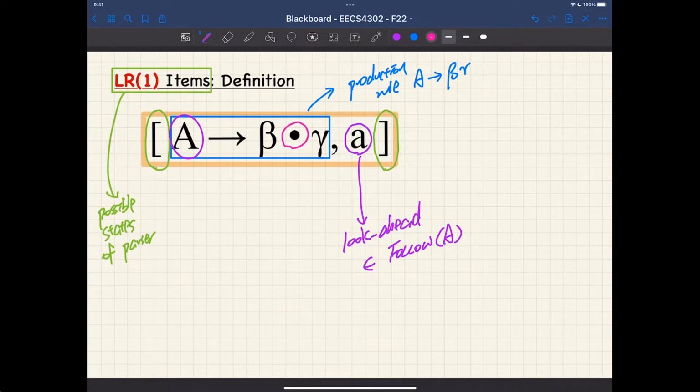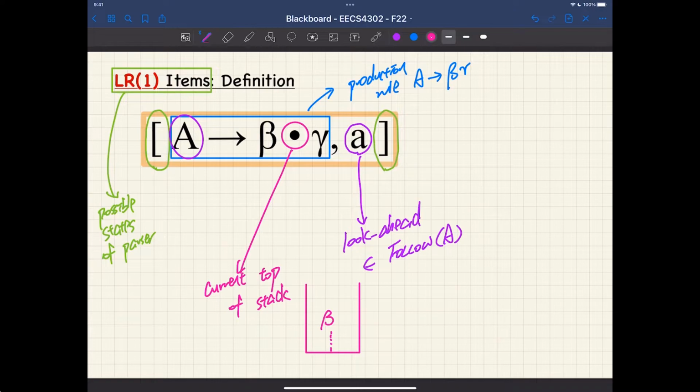So this bullet point here is the current position, or the current top of the stack. Think about this as the stack of the parser. There might be something else, but the top will be just the beta. That's what we have recognized so far. We are now at a stage where we have already matched beta, but we have not really matched gamma just yet. Ultimately, once we have gamma also over here, we will be ready to reduce these two back to just A. So that's the idea.